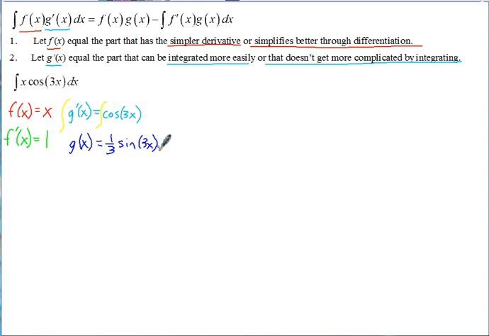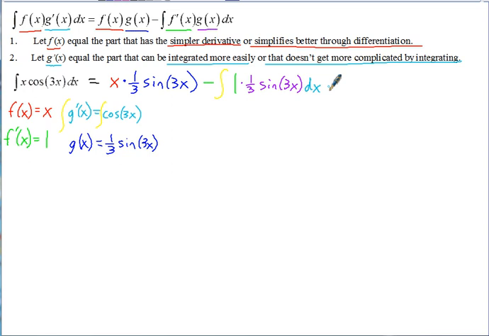So now we have everything we need. We have f prime and g of x, and so now we can split this up. So this integral equals f of x, which we said equals x, times g of x, which we just found was 1/3 sine of 3x, and then minus, right there, the integral of f prime of x, which was just 1, times g of x, again, which was 1/3 sine of 3x, and then times dx.